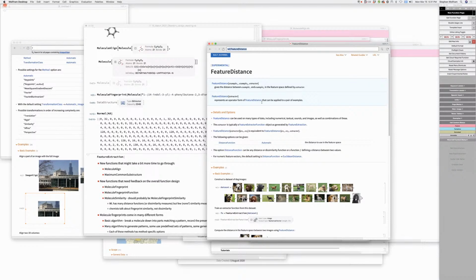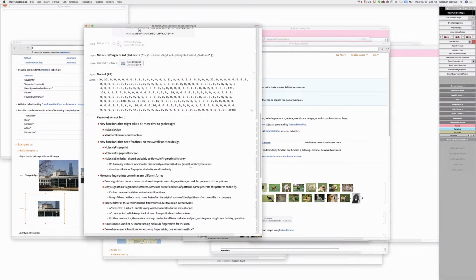Okay. And then what you would do is plug into some of these other functions like feature space plot and learn distribution and so on. You would plug in that the default feature extractor for molecules would be this thing here. Yes. Okay. Sounds reasonable to me.